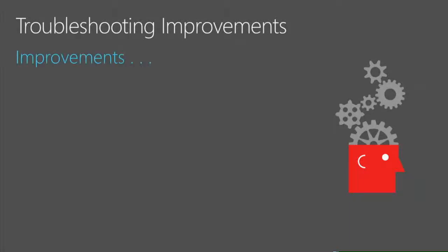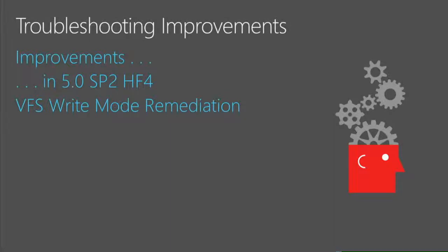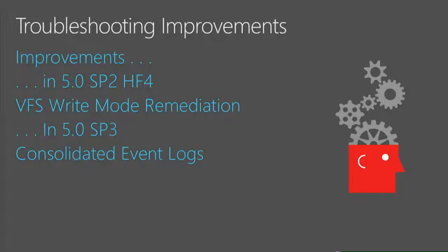So let's look at a little bit of history over the past few iterations. First of all, a big set of improvements were brought about in 5.0 SP2 Hotfix 4, primarily VFS write mode remediation. Another way we look at it is we call it virtual admin mode internally, but VFS write mode remediation resolved a lot of application issues with AppV 5. Finally, in 5.0 SP3, the event logs were consolidated drastically. And in addition to that, a lot of improvements were made in how connection groups are orchestrated within AppV. And again, another quick plug for Tamara Karen's presentation as well.